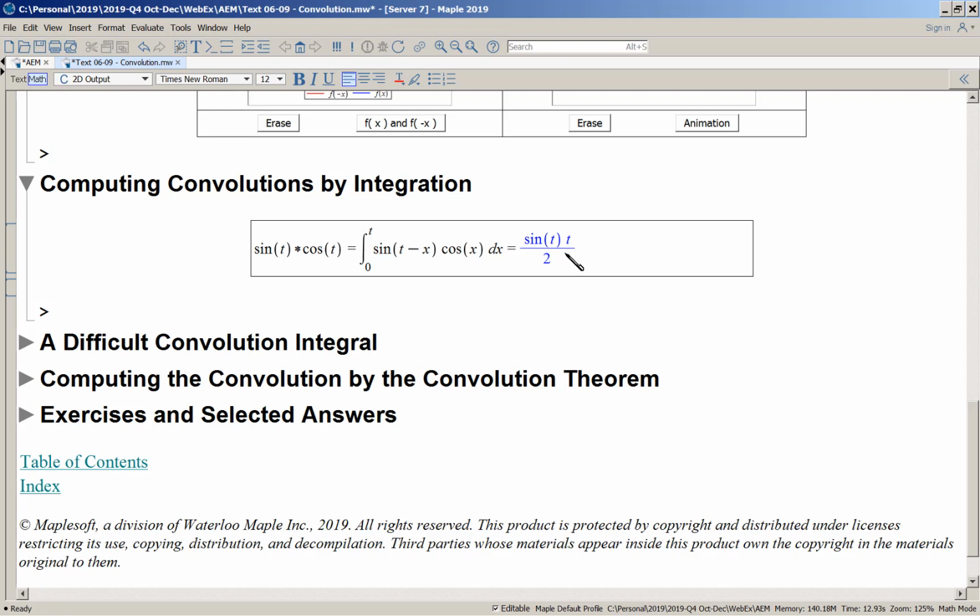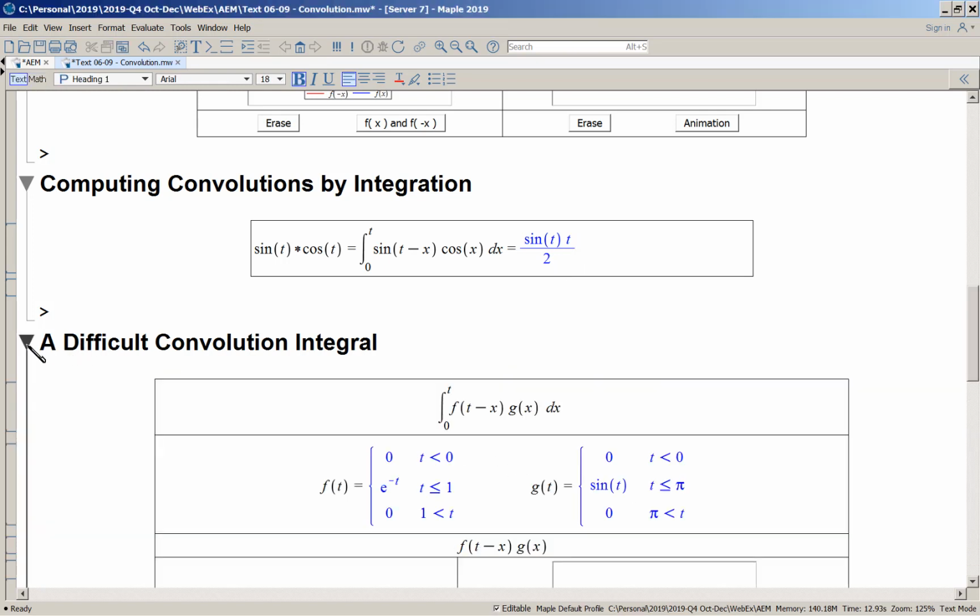Maple handles it, sine t times t over 2. So that works. Now, our convolution, the f and the g that we've defined, is a little bit more difficult. So using this expression for the convolution integral, let's ask Maple to evaluate that. Here's Maple evaluating, and it comes back with a null result.